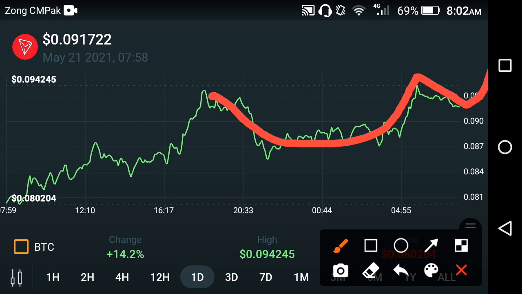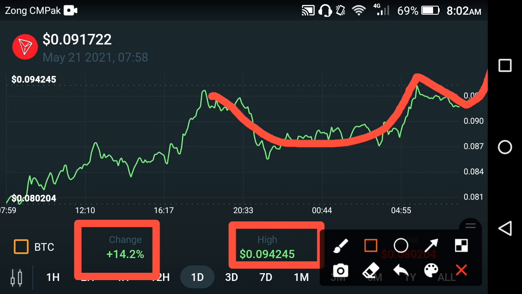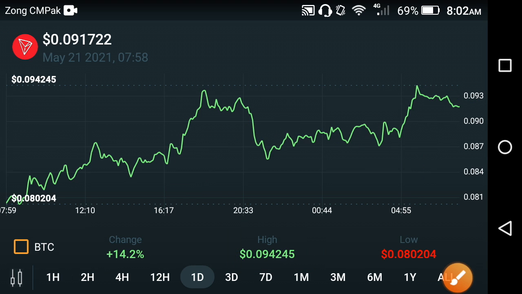Anyways, if you look at the price changes in TRX, the last 1 day is 14.2 percent, and the highest price is 0.094245 USD. Absolutely not a great drop occurred in the price, but the drop for a later time you can see here this time, and that is why the pricing is going negative, friends. But don't worry, very soon they will again take a jump in the future.